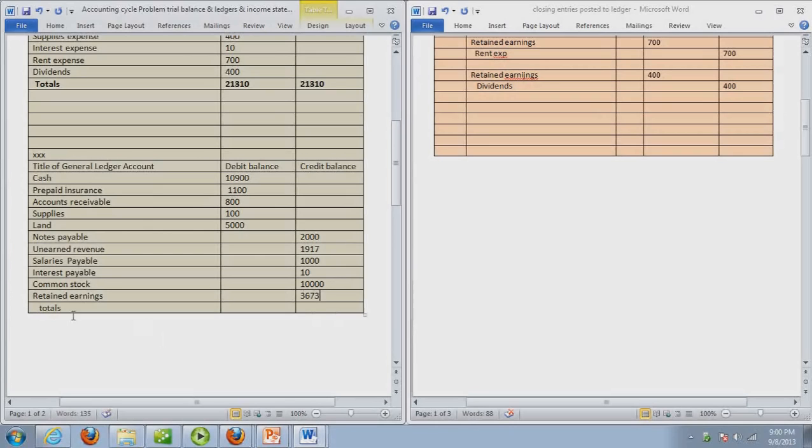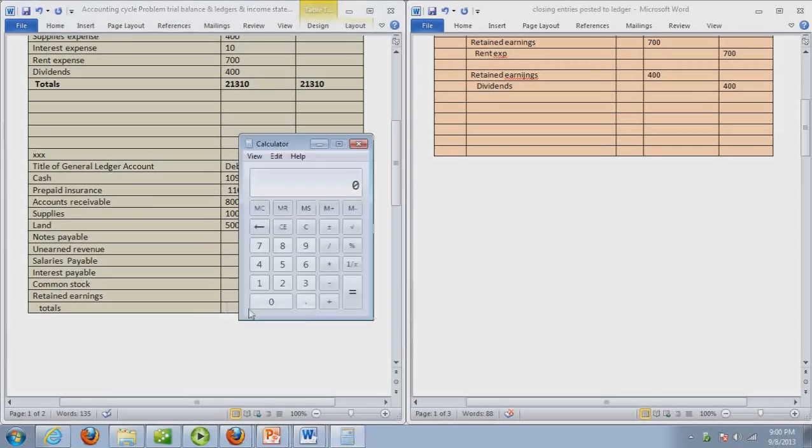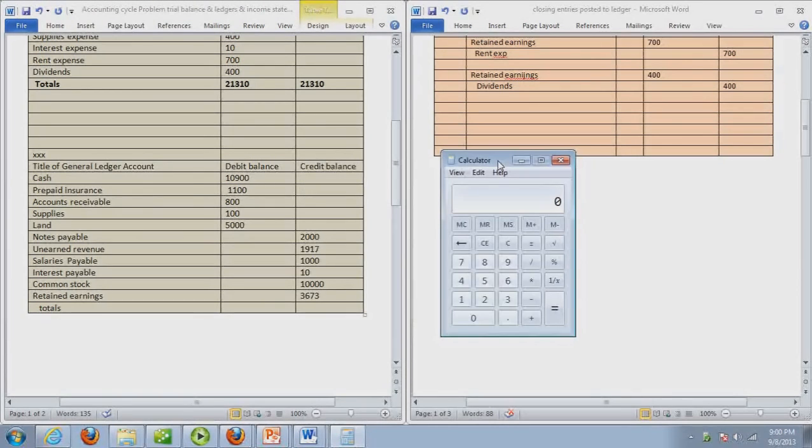So all the temporary accounts are gone, and then we're back to math. Can't get away from math and accounting. So the debit side will add up. And as usual, the trial balance should balance, but it may not. 17,009. And then you calculate the credit side. So I add up those entries carefully. 3673. I get the right number here at least.